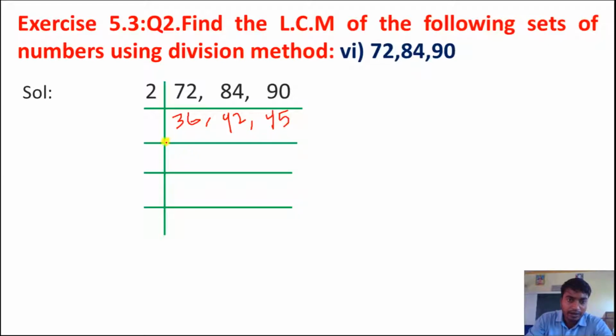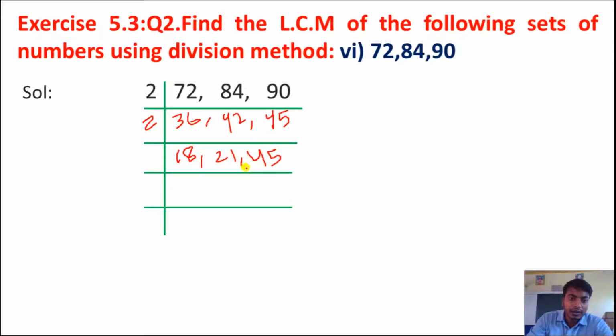Now you can see 36 and 42 we can divide by 2, but 45 we cannot divide. As it is mentioned in the step, at least two numbers should be divisible. So by 2 we can divide two numbers, so we will take 2 here. 18 times. This one: 2 2s are 4, 2 1s are 2. Now 45 we cannot divide, so write it here as it is.